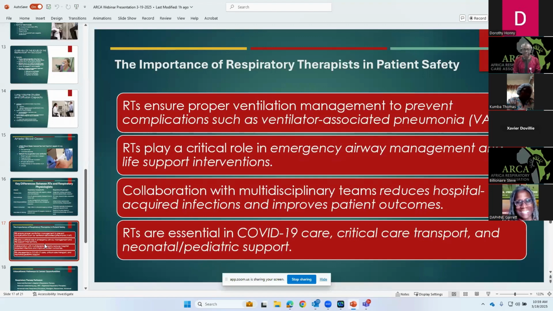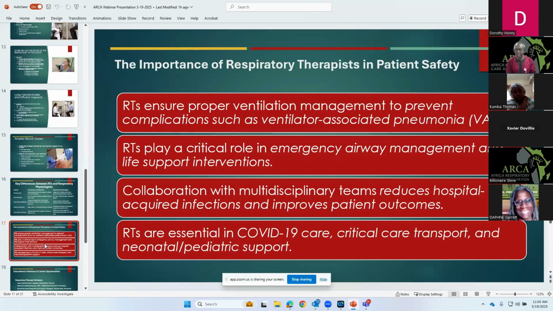Now, respiratory therapists, we don't walk alone. We walk with physiologists, we walk with nurses, we walk with doctors. In the place where I work, they depend on respiratory therapists a lot. Some doctors will just say, go ahead and do what you have to do, and they'll write all the orders for it. That's the trust that they have in respiratory therapists.